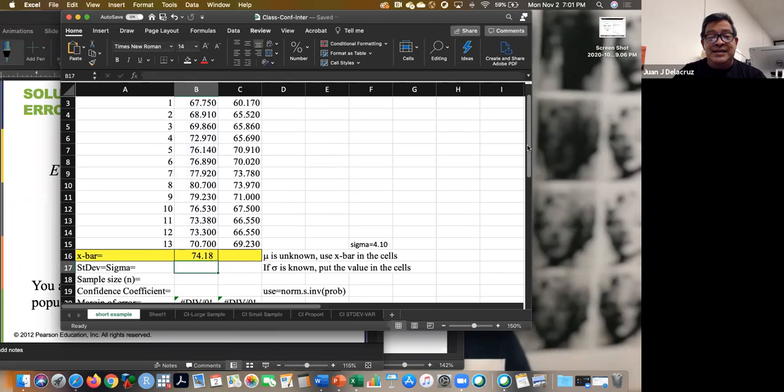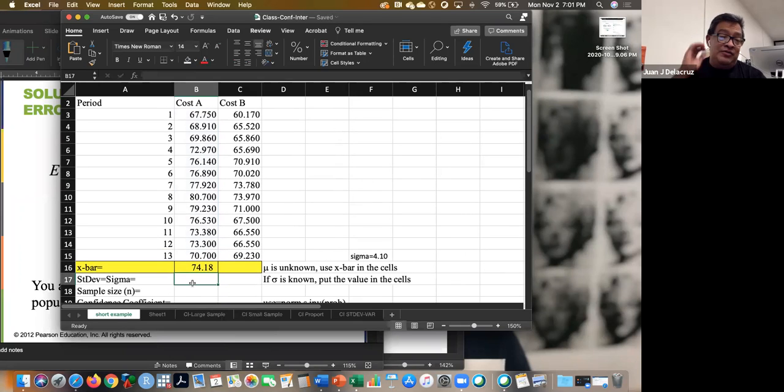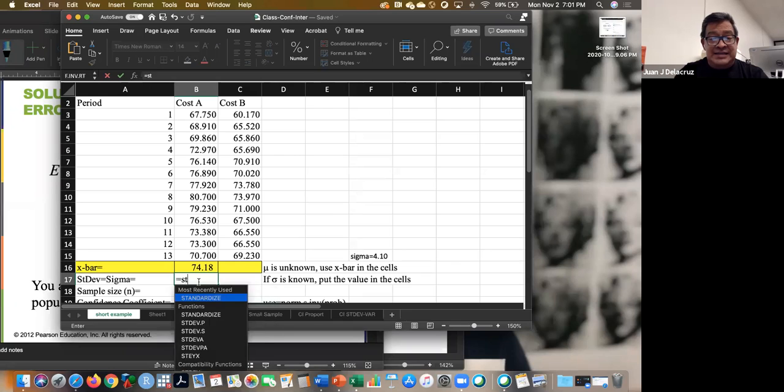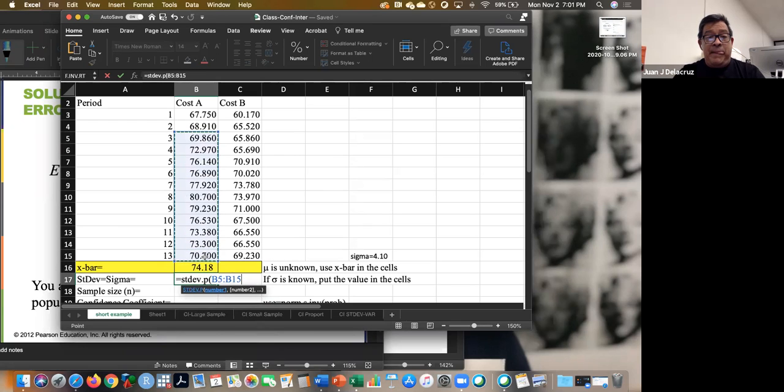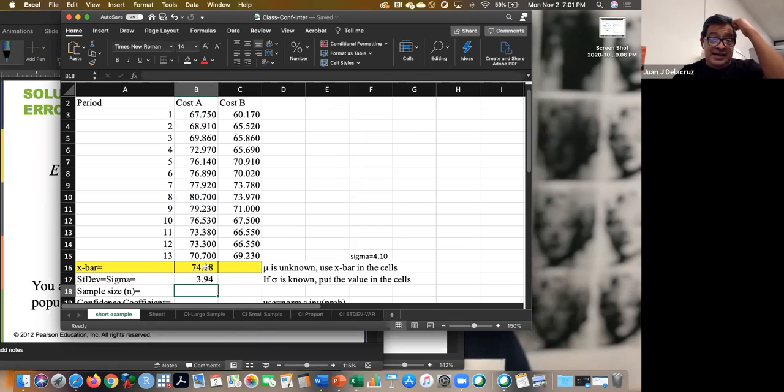Remember that in this case, we're assuming that this is the value of sigma. So I'm going to say STDEV.P, using the P just to make sure that we are using the population. I'm going to find the standard deviation, right? So this is the X bar, this is sigma.